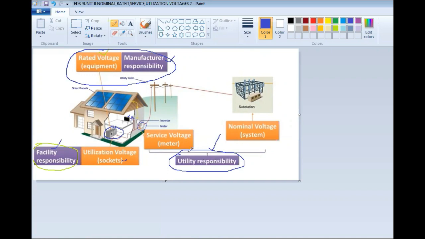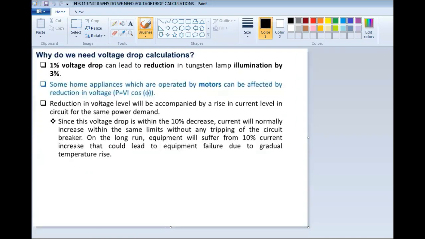Different voltage levels. Now, why do we need voltage drop calculations? What makes you calculate these voltage drops? And we have to minimize these voltage drops. If they are not minimized, what will happen? If there is a 1% voltage drop, it can lead to a reduction in the tungsten lamp illumination by 3%.